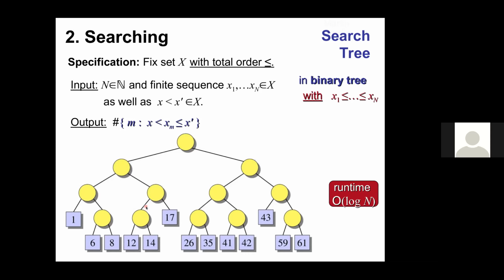Now assume that you have a structure in which the elements are stored in this way. This means in every node, all the elements which are reachable from the left are smaller than all the elements which are reachable from the right. For example, when you are here, on the left you can reach 1, 6, 8, and on the right you can reach 12, 14, 17. When you're here, on the left you can reach 12 and 14, and on the right you can reach 17. So you assume that you have stored your elements in a binary tree which is organized in this way. This is the first thing that you need.